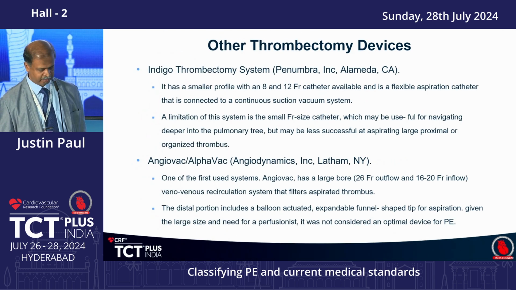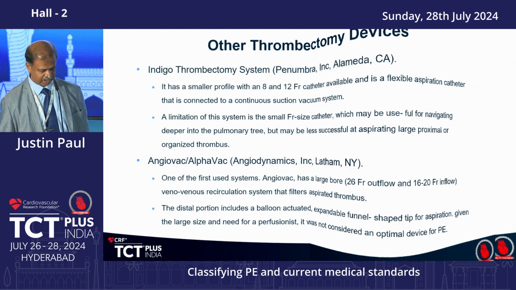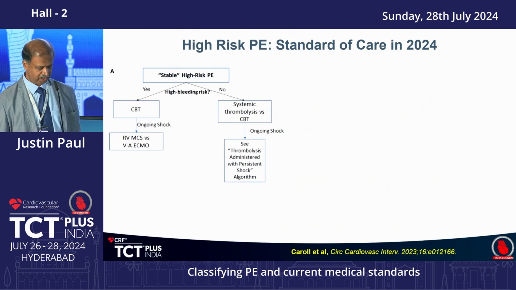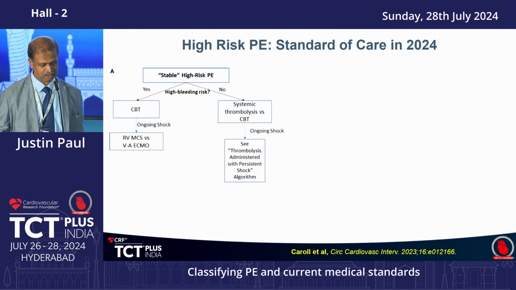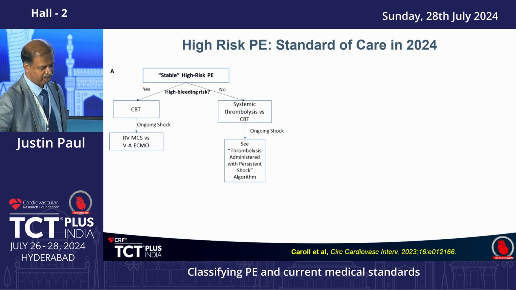I think the previous speaker nicely showed about this, so I will not touch on it. So finally, coming to a close, what should be the standard of care in 2024 for high-risk PE? If it's a stable high-risk PE and the patient has a high bleeding risk, you can't lyse the patient. So catheter-based therapy should be the one, and ECMO and MCS should be considered.